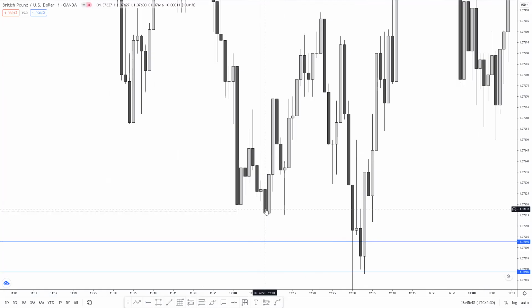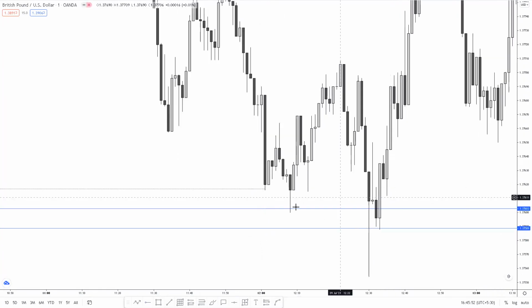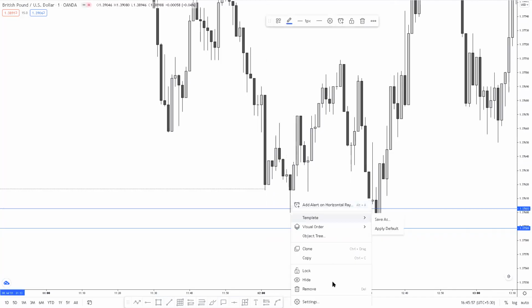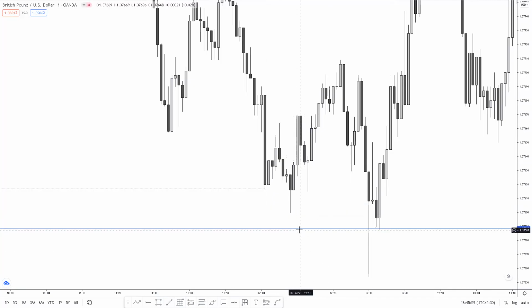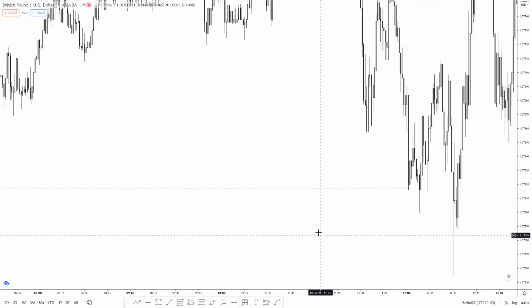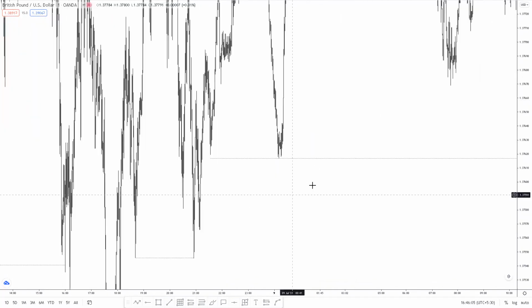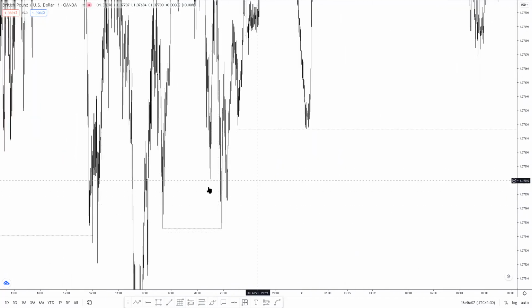What we should know is that London Open always comes with a manipulation. London Open is always a manipulation. It does some sort of manipulation. So even I was trapped right here. I bought too early. Then I quickly realized that this low is a strong low. Why?